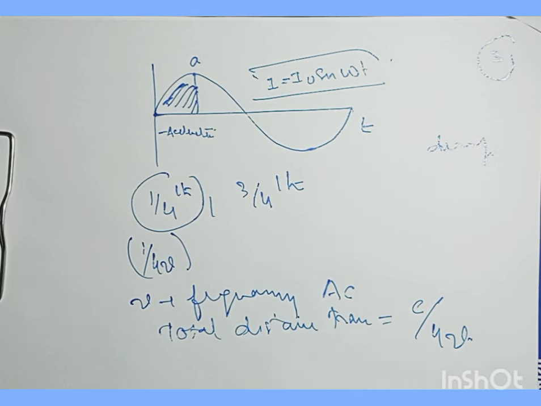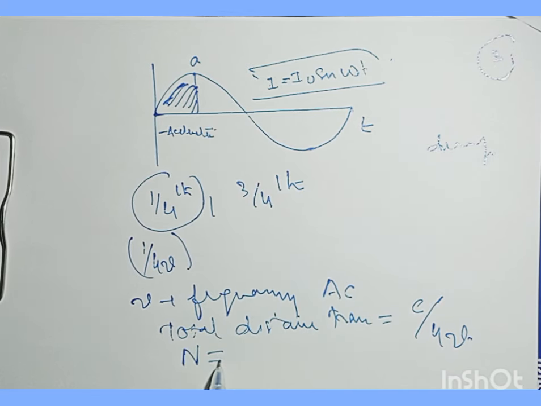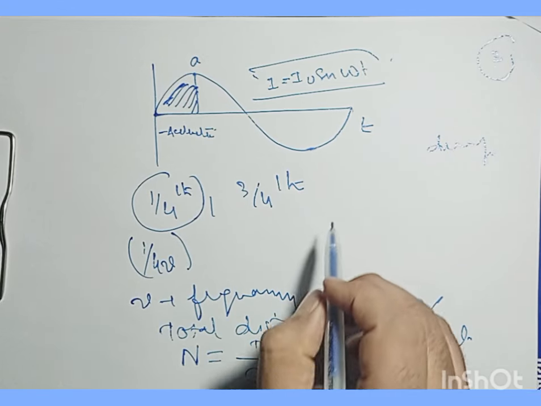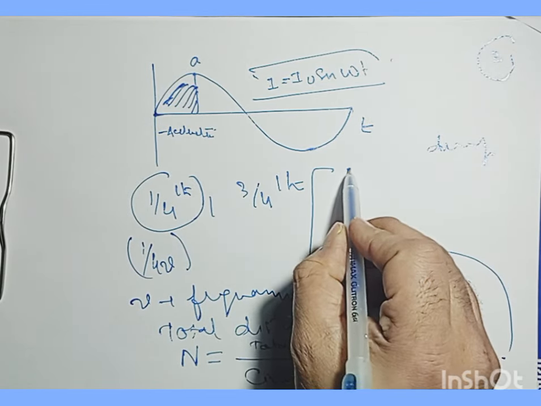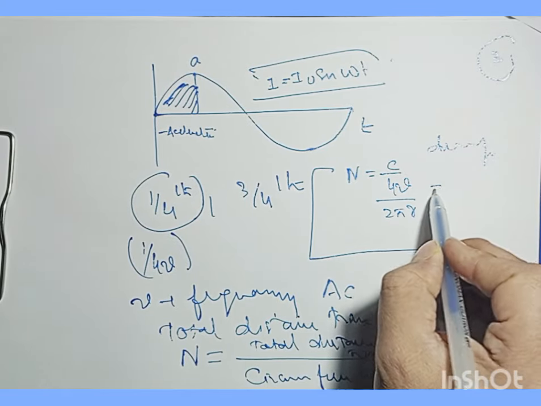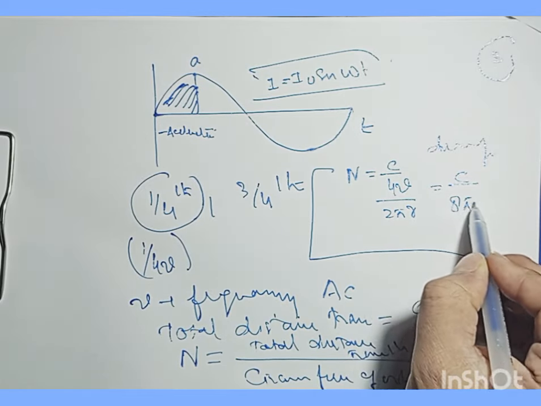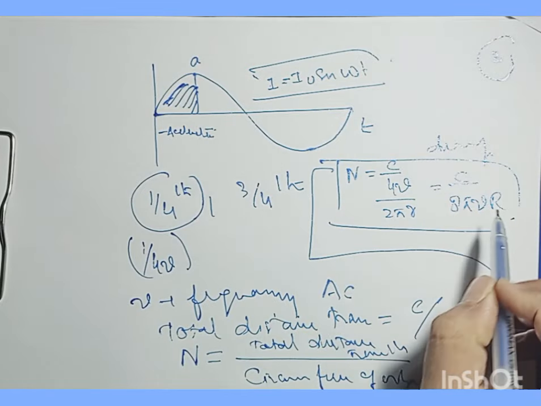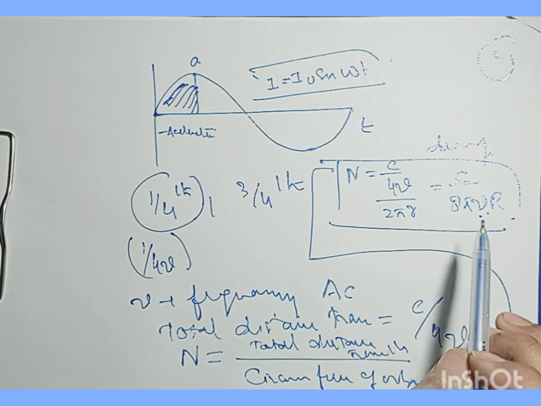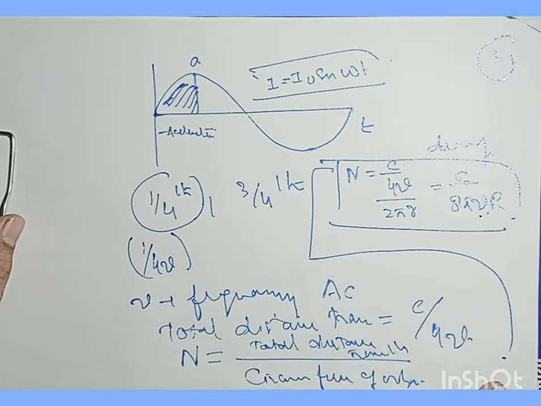Let us suppose the number of revolutions in that period of time. That will be the total distance traveled divided by the circumference of the orbit. In doing so, we will have n equal to C by 4 nu by 2 pi r, and what we are going to get is C by 8 pi nu r. All of the symbols have their usual meaning. C is the speed of light, nu is the frequency, and r is the radius of the orbit in which this electron is moving.